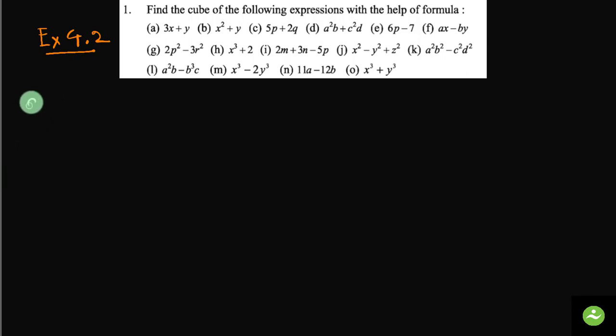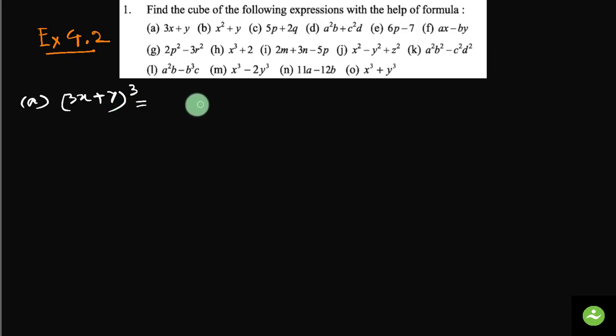Here A is 3x plus y. We have to find the cube. So this is cube. And this looks like A plus B whole cube.